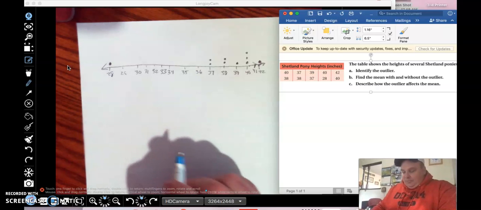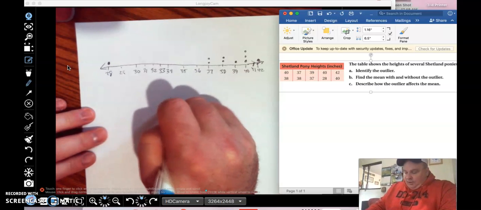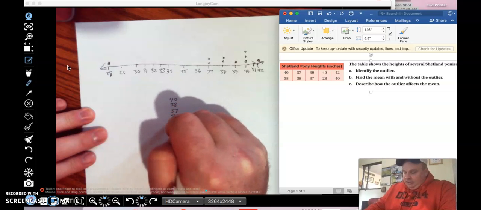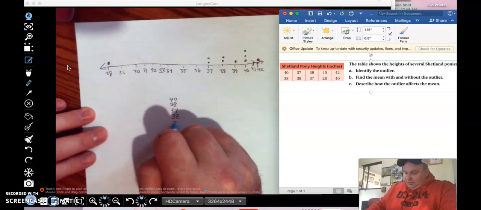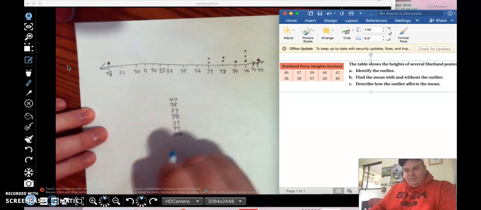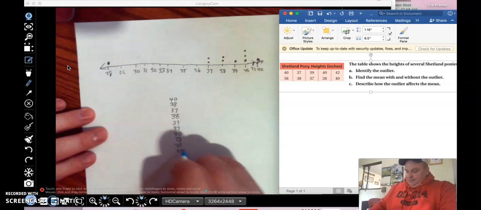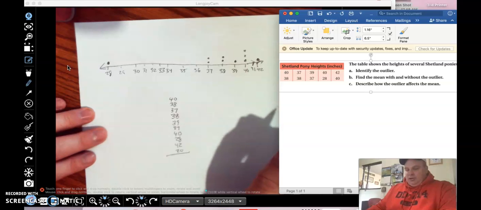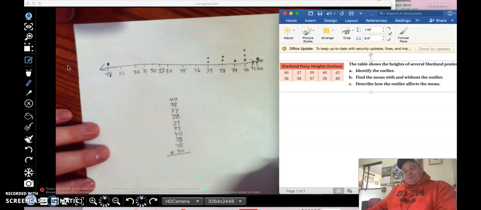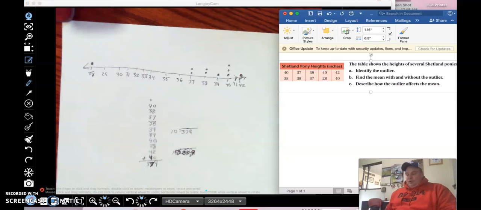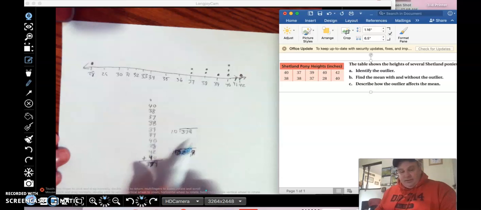So we have to add up all these numbers. 40, 38, 37, 38, 39, 37, 40, 28, 42, and 20. 1, 2, 3, 4, 5. Once again, I'm making sure that I just have 10 numbers to add up. Go ahead and press pause. I'm going to let you add them up. Okay, so I came up with 379, as you can see.